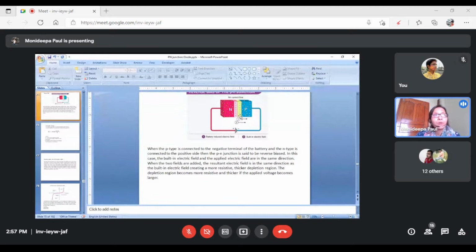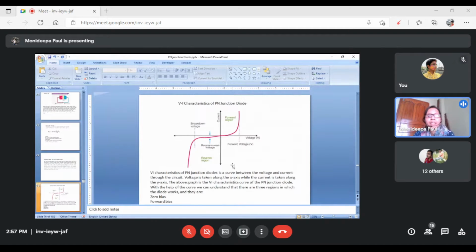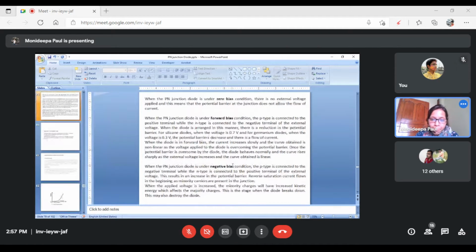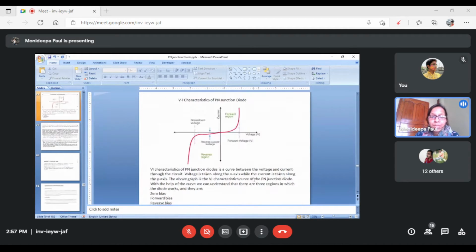If the potential barrier voltage increases, the depletion region increases, and the resistance offered by the semiconductor material increases. So if the resistance increases, we can't get any current in the external circuit. This happens in the reverse bias condition. In the beginning, as minority carriers are present, some current flows due to the minority carriers, as you see in the figure.